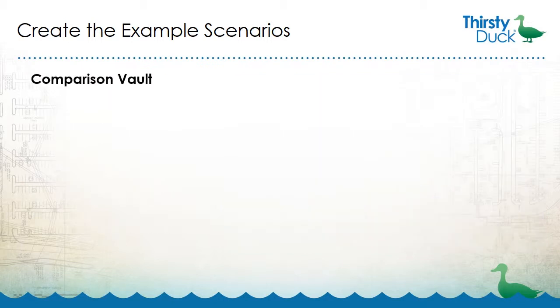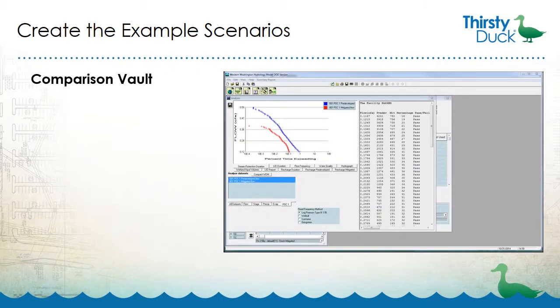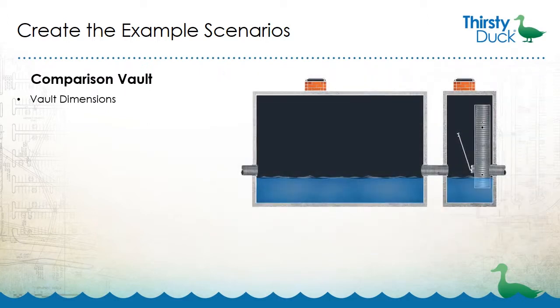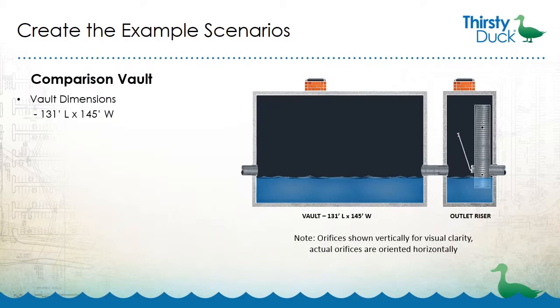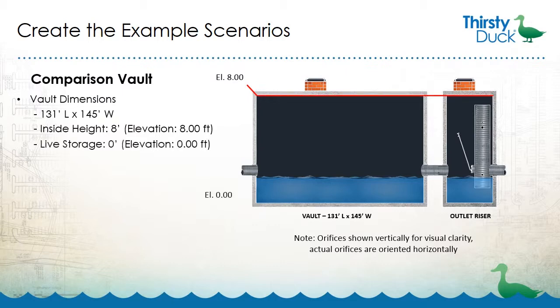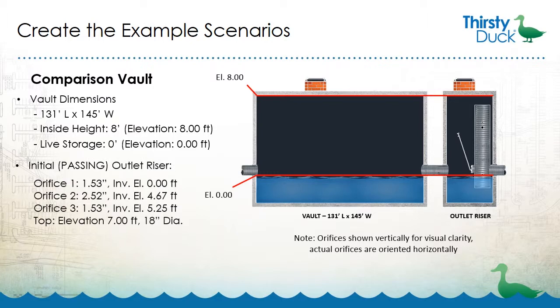For purposes of comparison, we will start with a vault and riser design, which WWHM2012 indicates has passed. In this example, we will use the following data: a length of 131 feet and a width of 145 feet, an inside height of 8 feet, and the live storage starts at elevation 0.00. The assumed outlet riser has the following features.